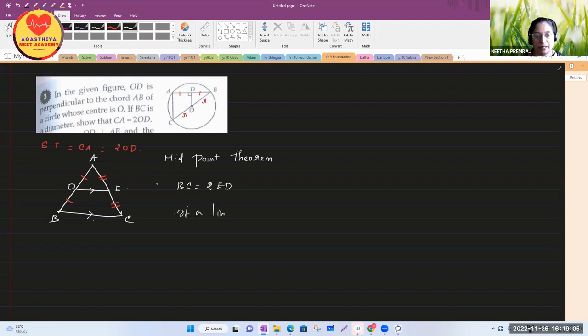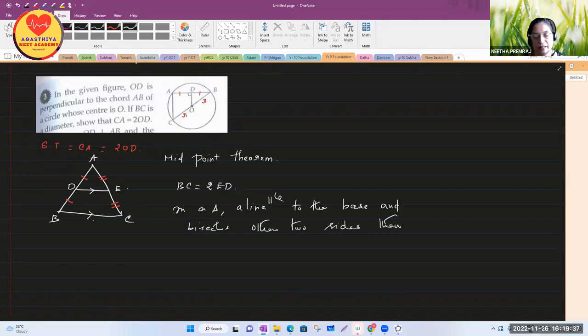If a line parallel in a triangle, a line parallel to the base and bisects other two sides, then BC is equal to 2 times of ED. So this is midpoint theorem.